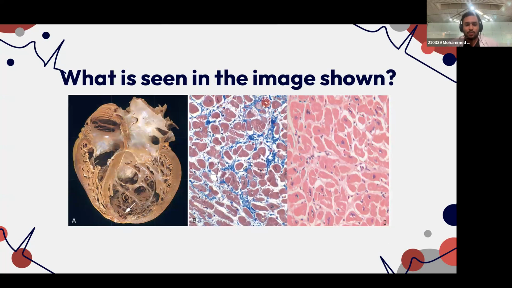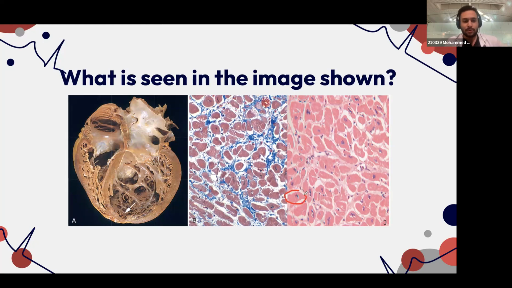What is seen in this image shown? All of them. What is the disease? I want the disease. Dilated cardiomyopathy. Excellent. Good. So this is dilated cardiomyopathy. One of your colleagues already mentioned something called star cells. I will specify what the cells are. This cell over here, this is an enlarged cell.